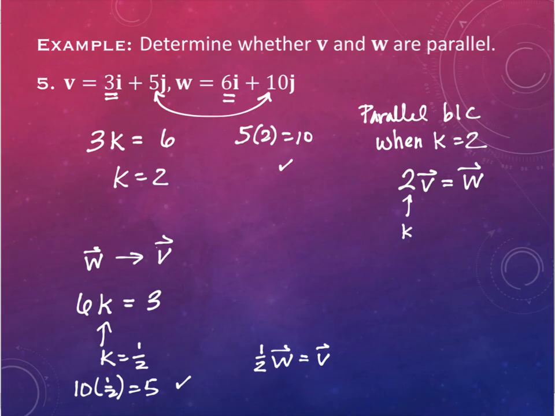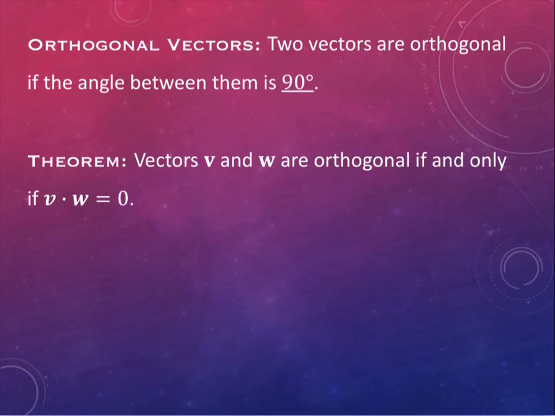Okay, all good? All right, our last piece in this section is what are called orthogonal vectors. Orthogonal means perpendicular, at least in the sense of what you're thinking about for this.